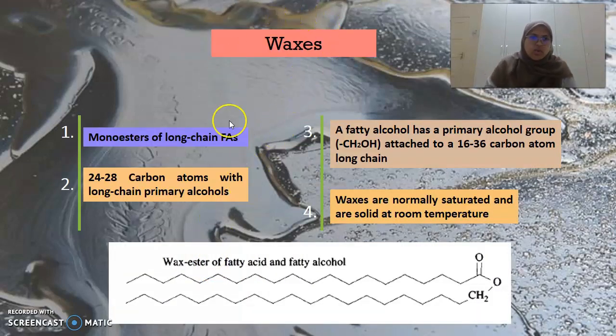Next is waxes. A wax is actually a monoester of a long chain fatty acid. Mono is one, so one ester of a long chain fatty acid, which is a carboxylic acid, with 24 to 28 carbon atoms, and a long chain primary alcohol. A fatty alcohol has a primary alcohol group, the CH2OH group, attached to a long chain of 16 to 36 carbon atoms, as we can see here. Waxes are normally saturated and are solid at room temperature.